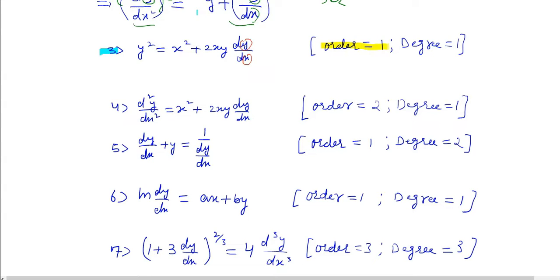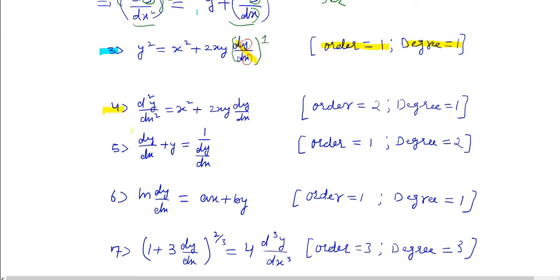Very good. Now which is the highest order derivative term? We have only one term here, this term, right? And what is the power of this term? This term is raised to the power 1. Okay, when the power is 1, we don't write the 1. That's why we understood that the degree is 1. Okay, now let's move on.